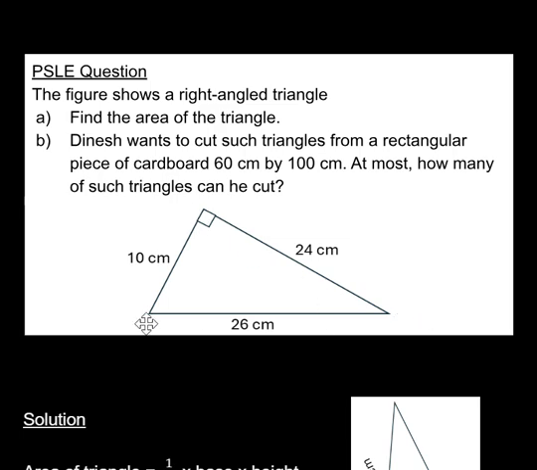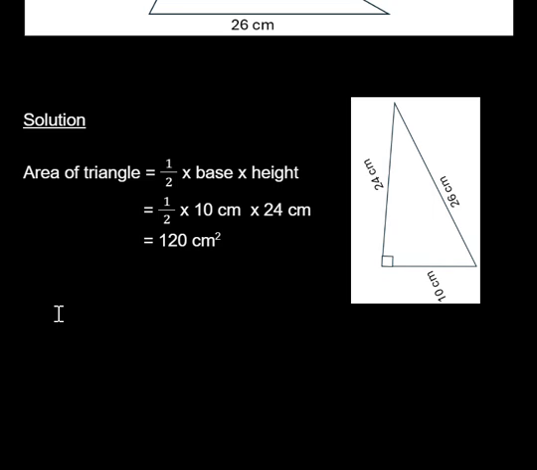Okay, let's go and solve this problem. Number one, find the area of the triangle. So in this case, if you rotate the triangle, remember, you can always get your child to rotate the triangle, as explained in the previous video. The area of a triangle is half base times height. So in this case, the base is 10, the height is 24. So half times 10 times 24 is equal to 120 centimeters square.